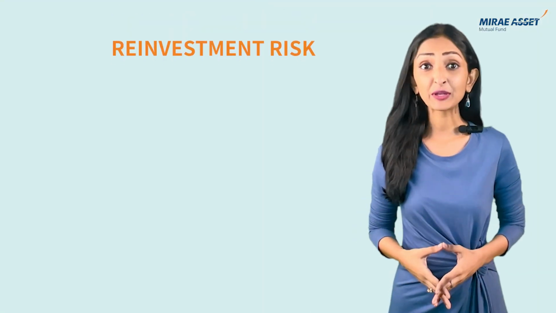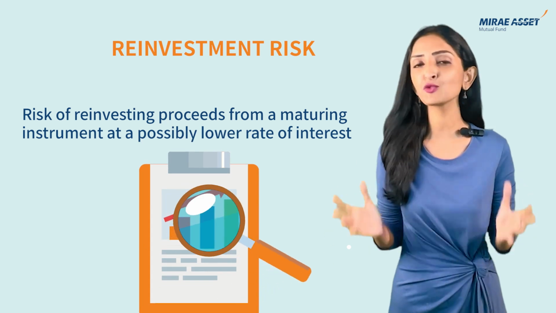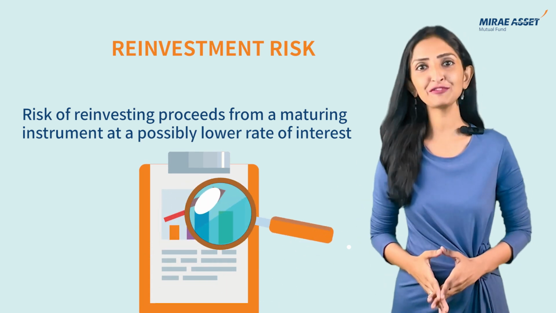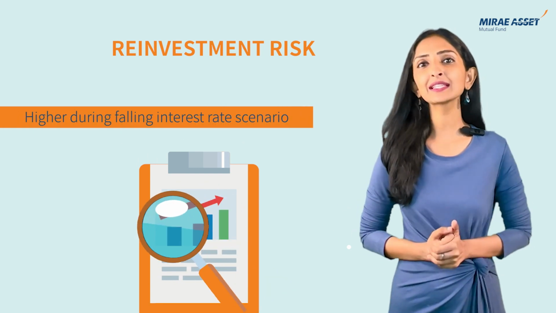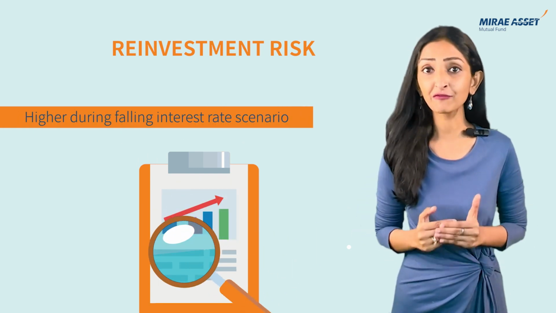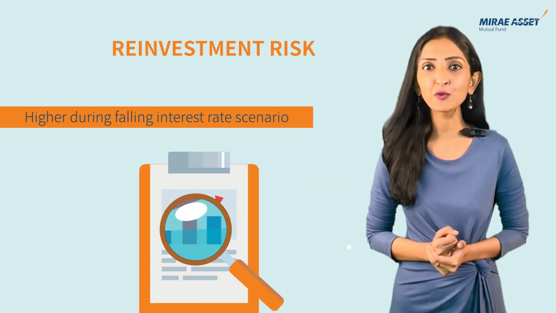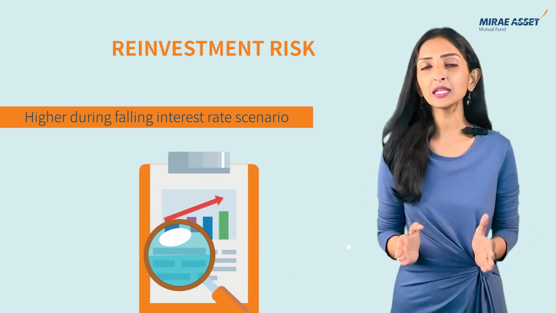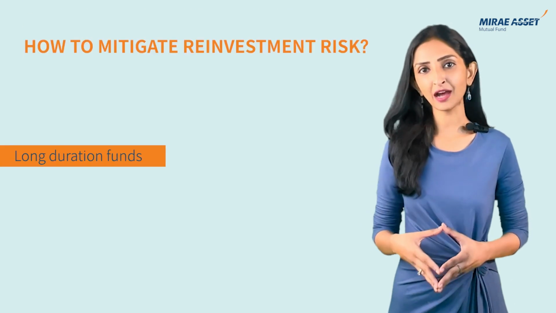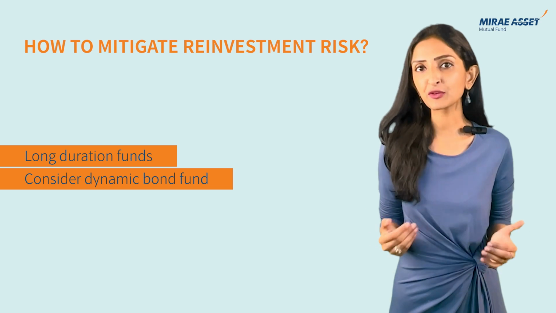Next is reinvestment risk. As the name suggests, this risk brings in the question of where to invest next after the fixed income instrument matures and releases the proceeds. This risk is heightened in a falling interest rate environment because money that was parked in high-yielding instruments is now released and the fund manager will have no choice but to park it in a low-yielding instrument. Long-duration funds could do well in a scenario of falling interest rates as they help lower the reinvestment risk.